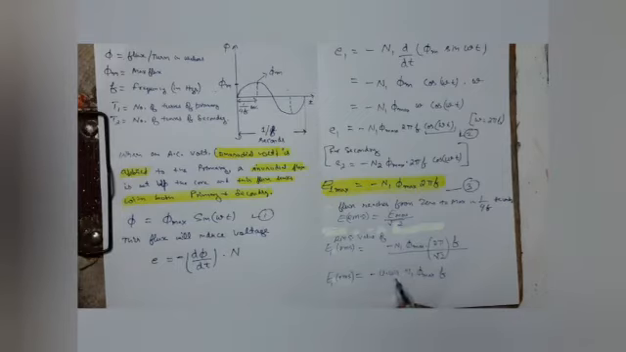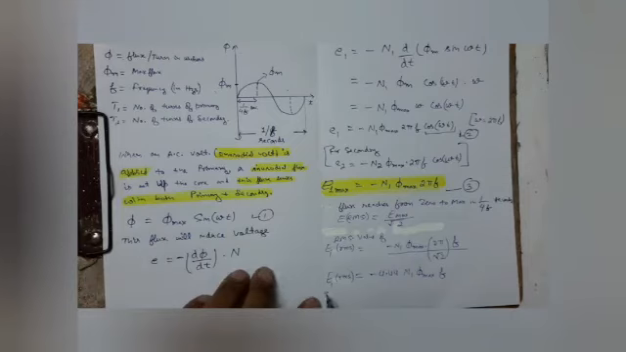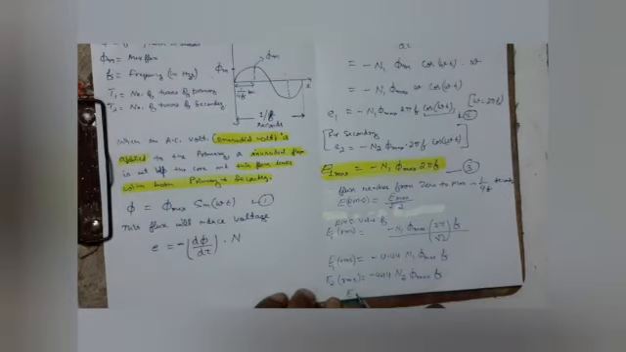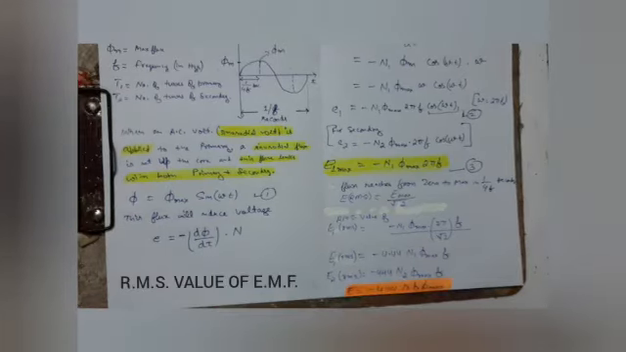So it is minus 4.44 N1 phi max F. And in the same way, the RMS value of voltage induced in the secondary will also be minus 4.44 into N2 phi max F, or you can simply write E is equal to minus 4.44 N F phi max. So this was the EMF equation of the transformer.